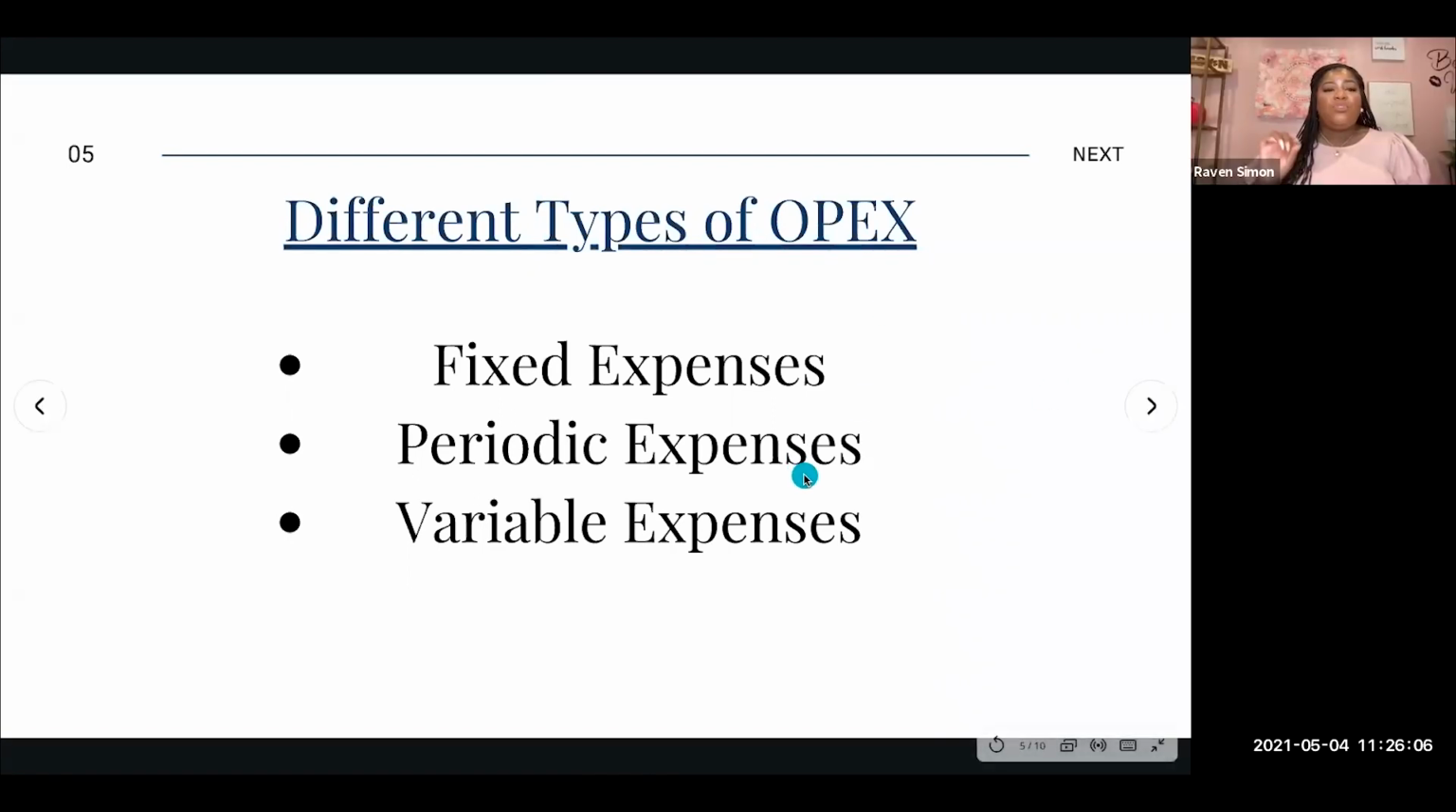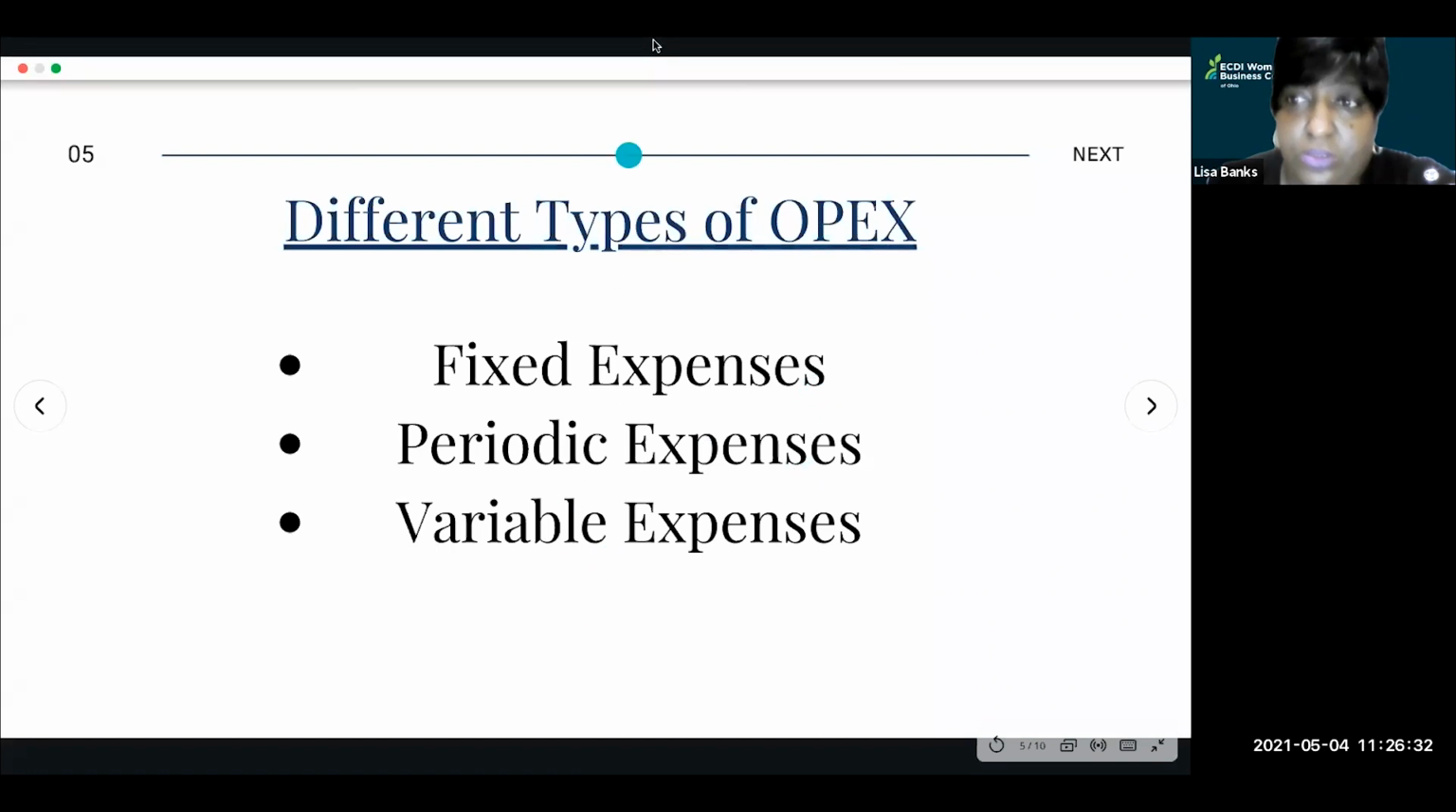Variable expenses are really popular in the manufacturing industry. They actually have different types of accountants. They call them cost accountants, who only track variable expenses. That's all they do. They don't do payroll. They don't do anything else. All they do is track variable expenses, because to a manufacturing company, that is literally what can bankrupt their business.